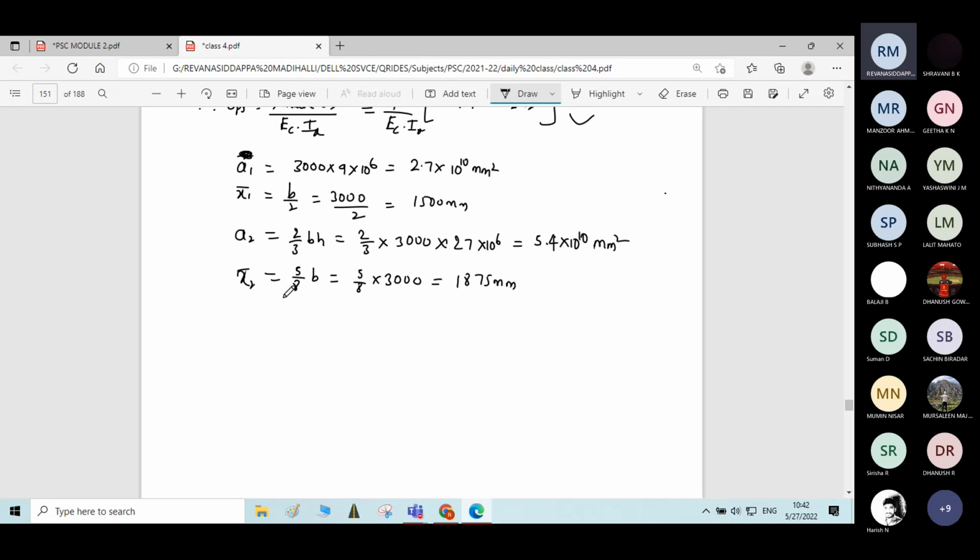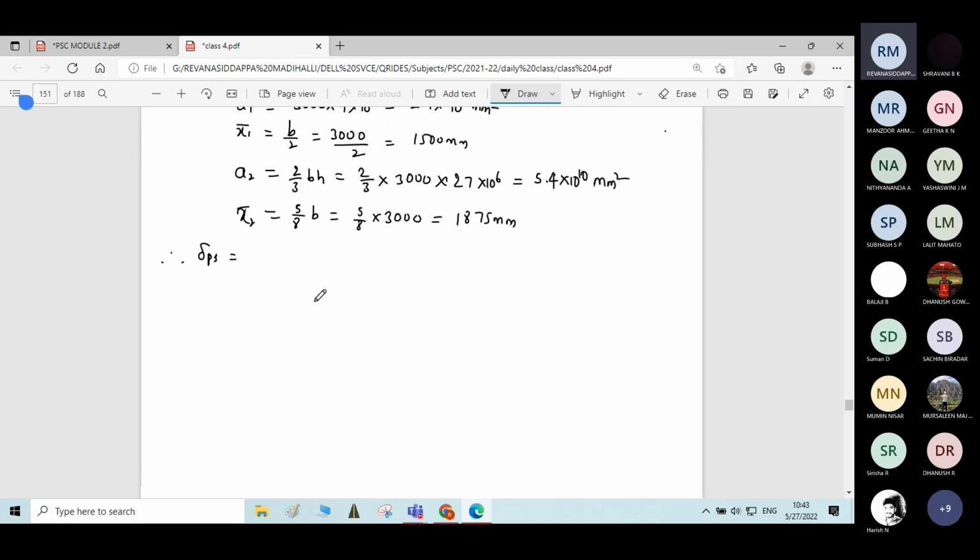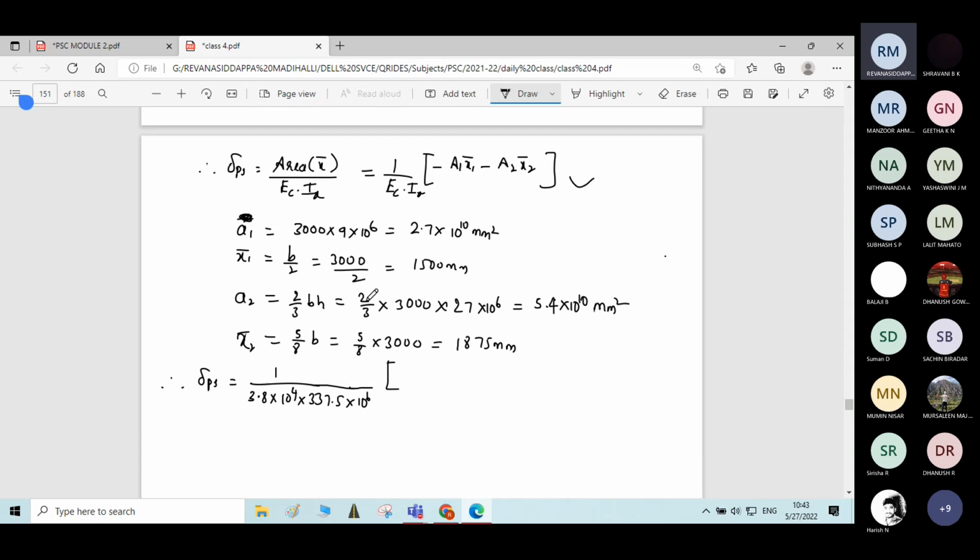Now substitute everything in this equation. You will get the deflection due to prestress. Therefore, deflection due to prestress is equal to 1 by EC into IX. EC is given as 3.8 into 10 power 4, IX is 337.5 into 10 power 6, into A1 x1 bar plus A2 x2 bar. A1 is minus, okay, minus A1 x1 bar.